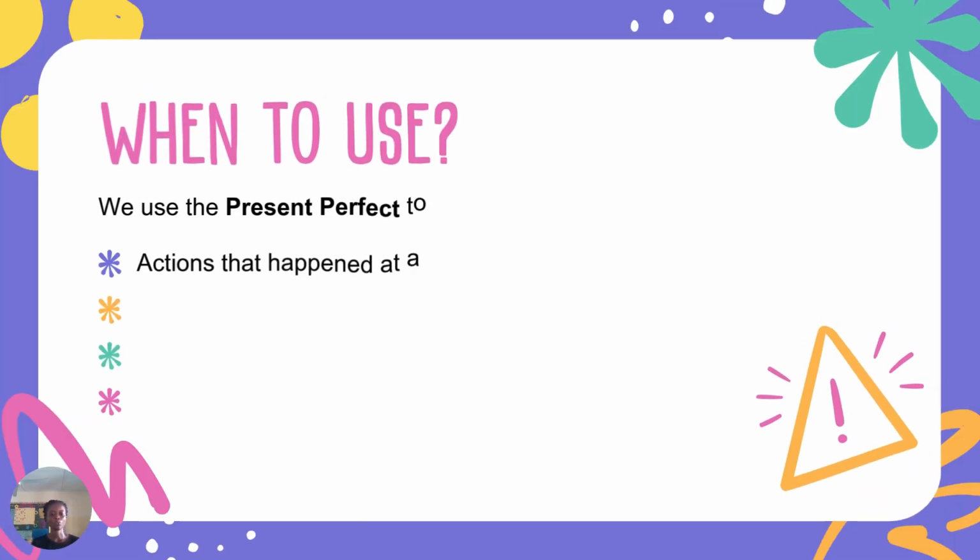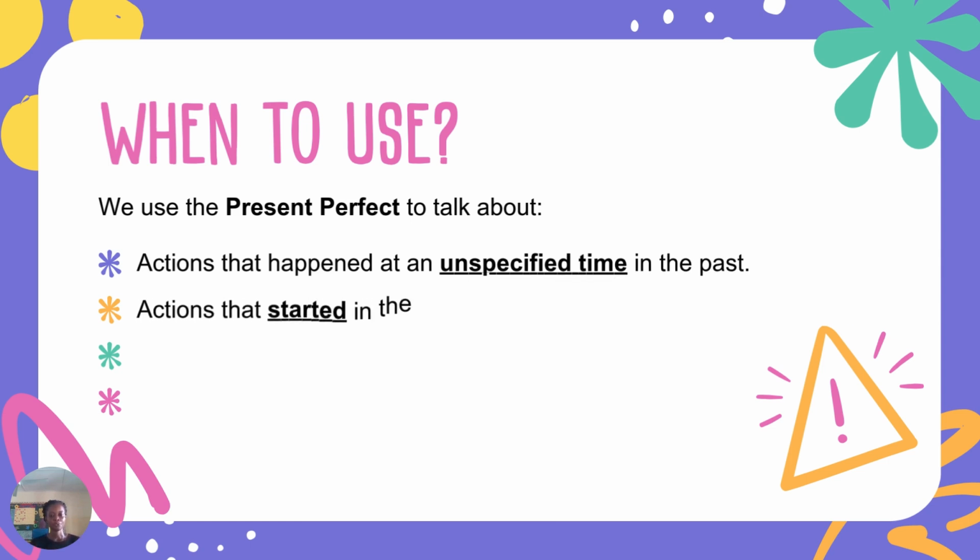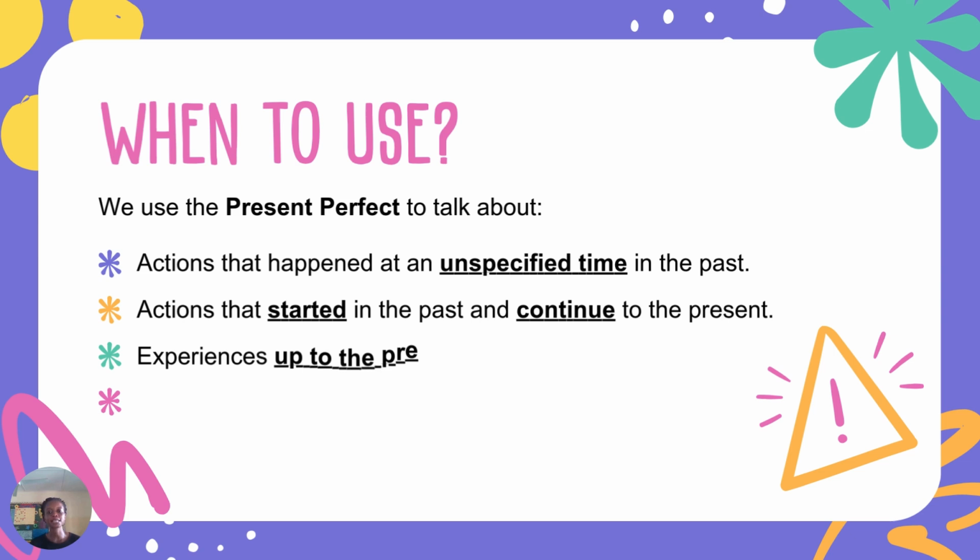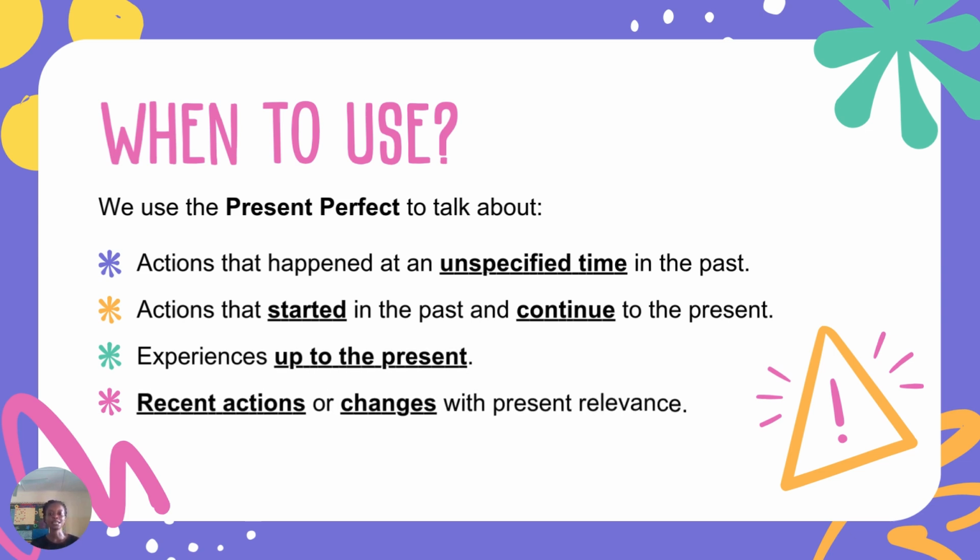Now, present perfect tense. When do we use present perfect tense? We use it for actions that happen at an unspecified time in the past. We use it to talk about an action that happened at an unspecified time in the past. That is an action that took place at a time that we are not sure of. That's when we use present perfect tense.